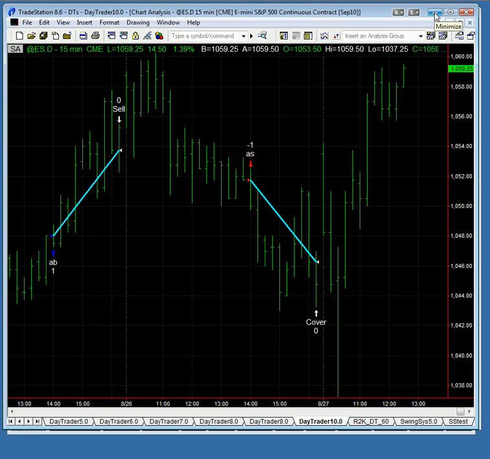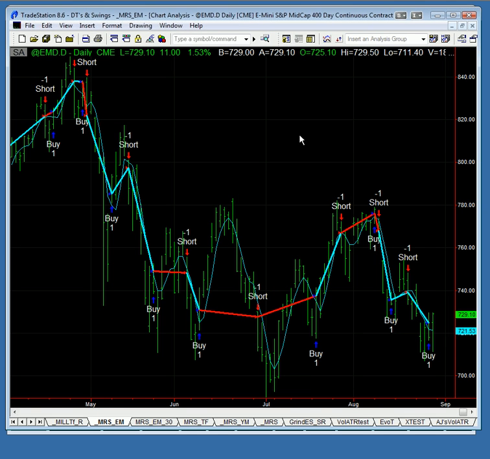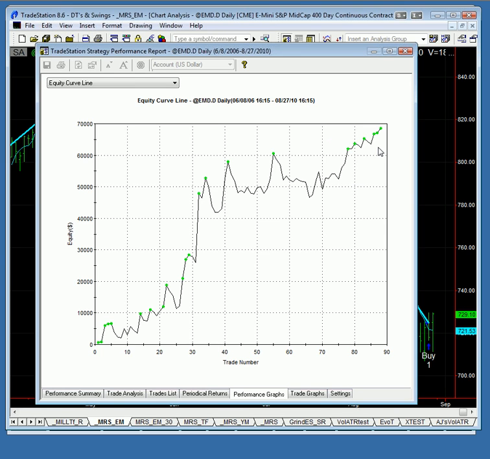So the trade may come to fruition while we're speaking. Nevertheless, there's the MRS-EM. Beautiful system is the MRS-EM. We'll go ahead and let's see if we can view. Look at that, breaking out to new highs.